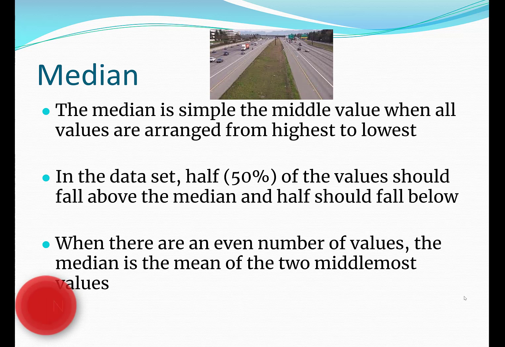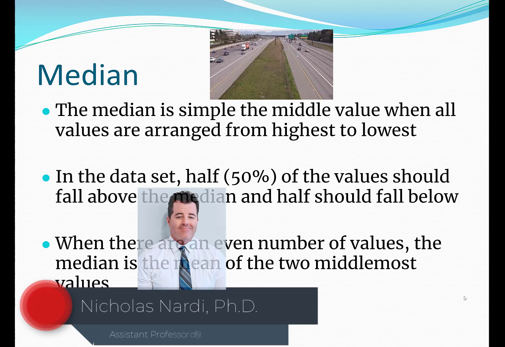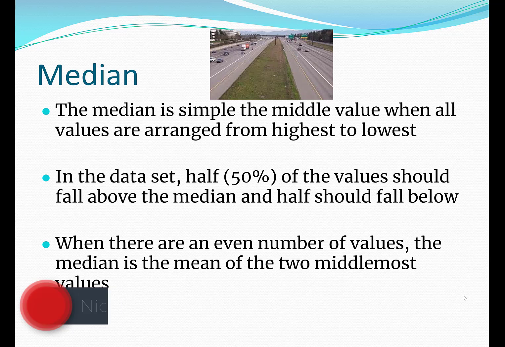So today we will be talking about the median, and the median is very straightforward. It is the middle value when all the values are arranged from highest to lowest. Actually, you could arrange them from lowest to highest, it doesn't matter, as long as you arrange them. So if you have a data set, half the values, 50% of the values, should fall above the median, and half the values should fall below the median.